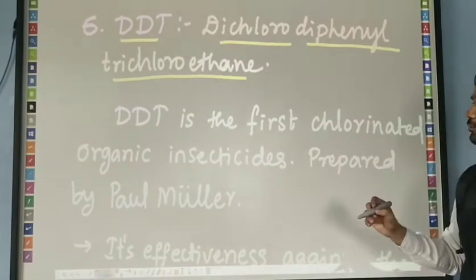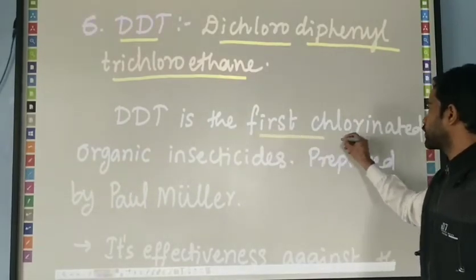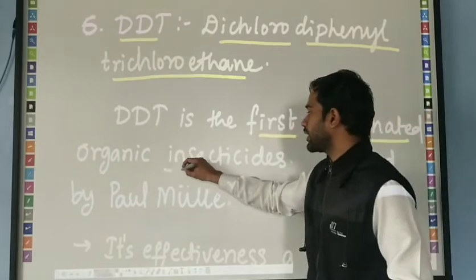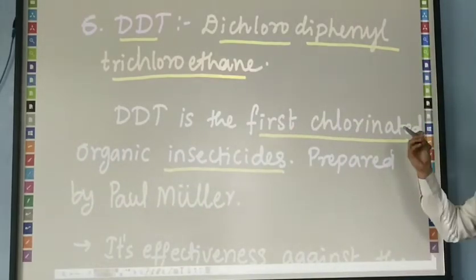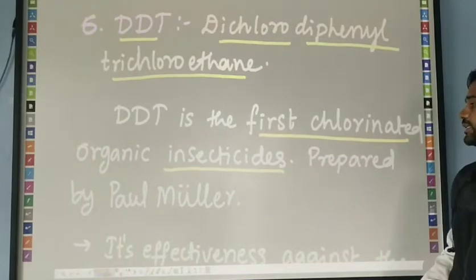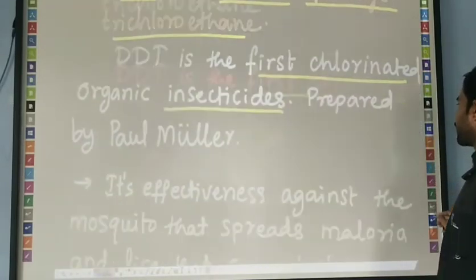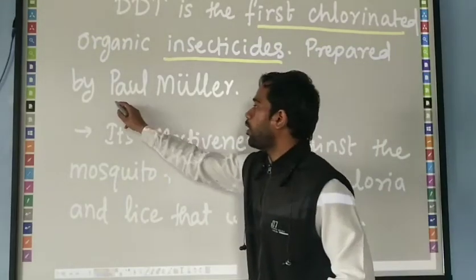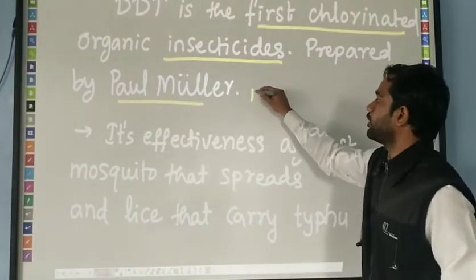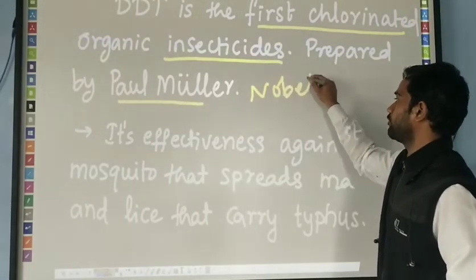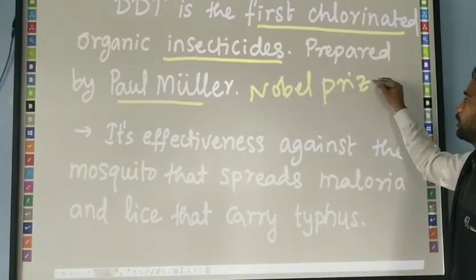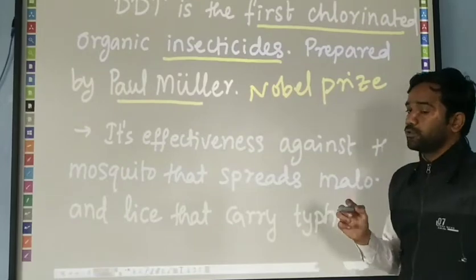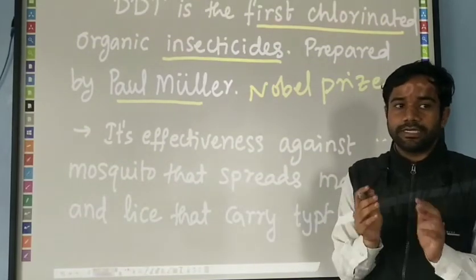What is meant by DDT? DDT is the first chlorinated organic insecticide. It was manufactured by Paul Muller, who was awarded the Nobel Prize for physiology or medicine. Why did he discover DDT?